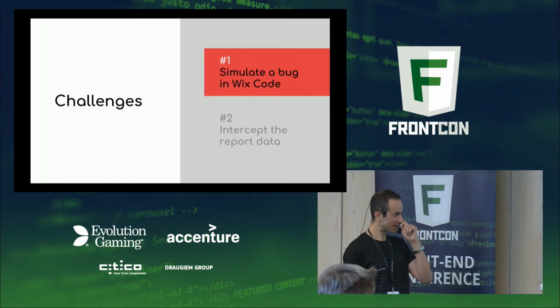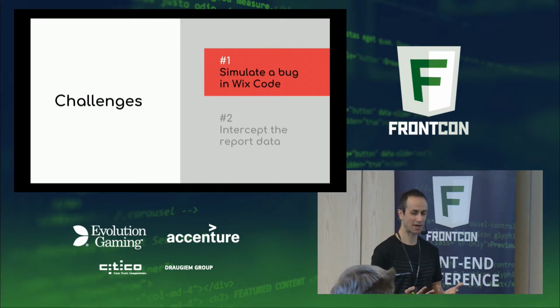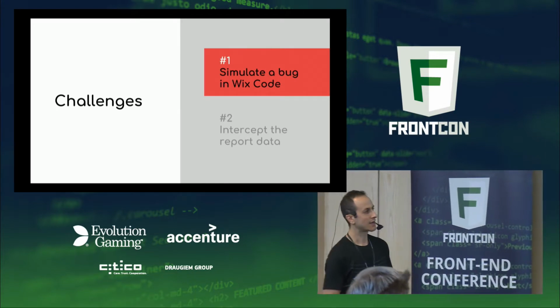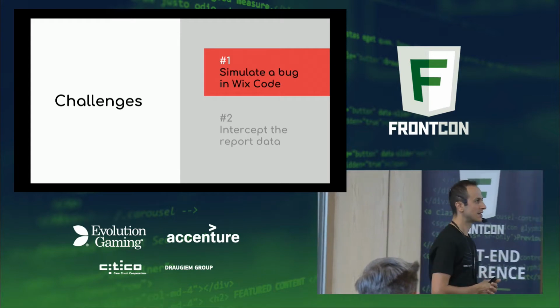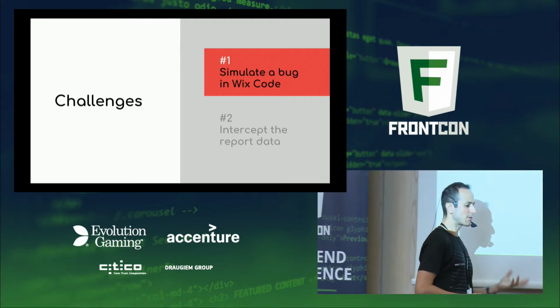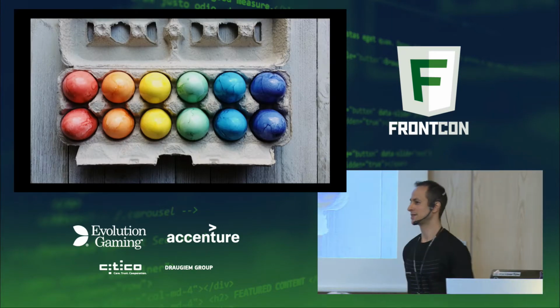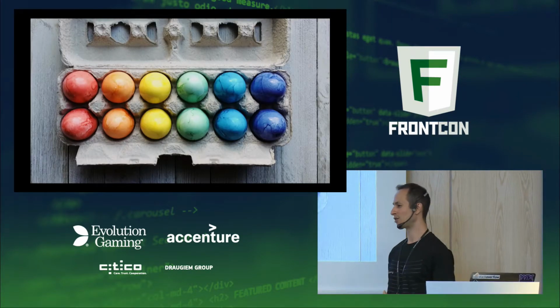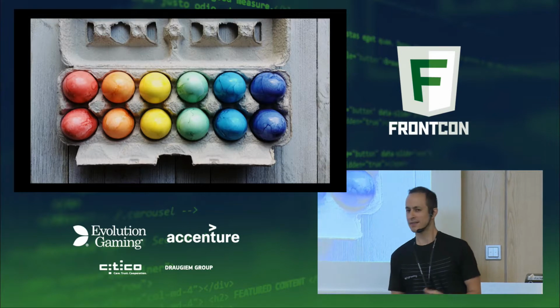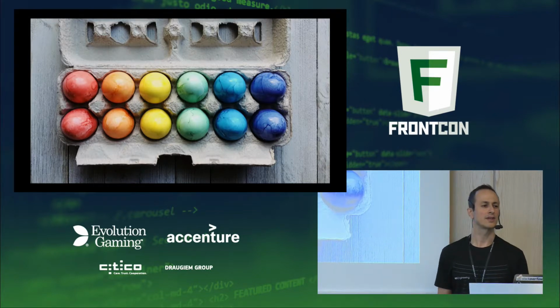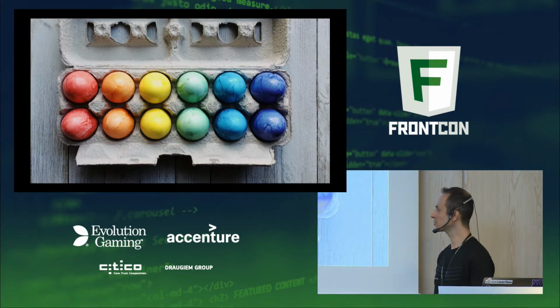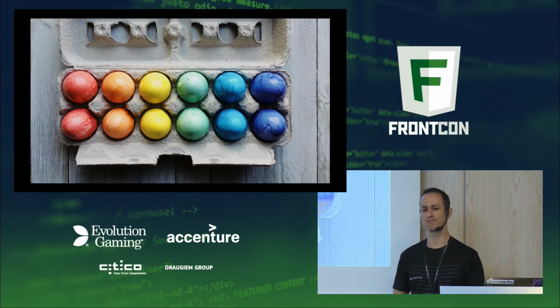So testing this kind of buggy and error-y cases is very challenging. First of all, we had to simulate a bug in WIX code. So WIX code has a lot of APIs, and we had to test all of them, each one of them. The thing is, how do you usually test buggy and rainy day scenarios?